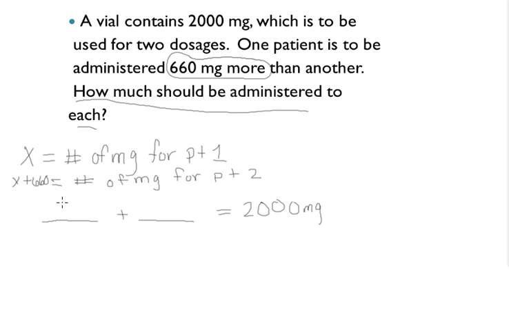Patient 1 is represented by x milligrams. Patient 2 is represented by x plus 660 milligrams. And so I've made the equation. Now it's just a matter of doing the algebra. I don't have any parentheses, so my first step is to combine like terms. x plus x is 2x plus 660, and I no longer use my labels because I want to work with just the numbers, is equal to 2,000.